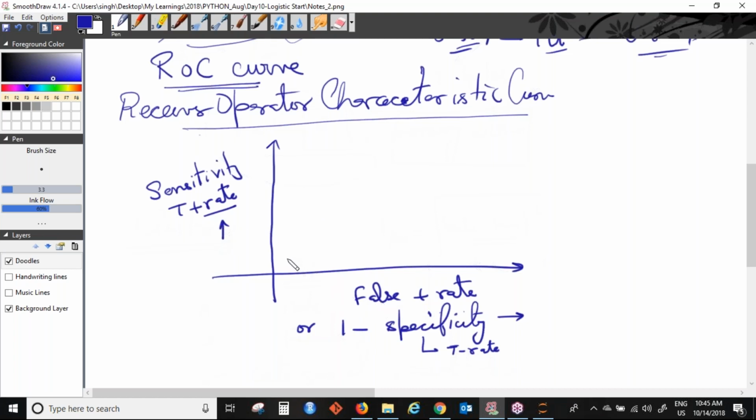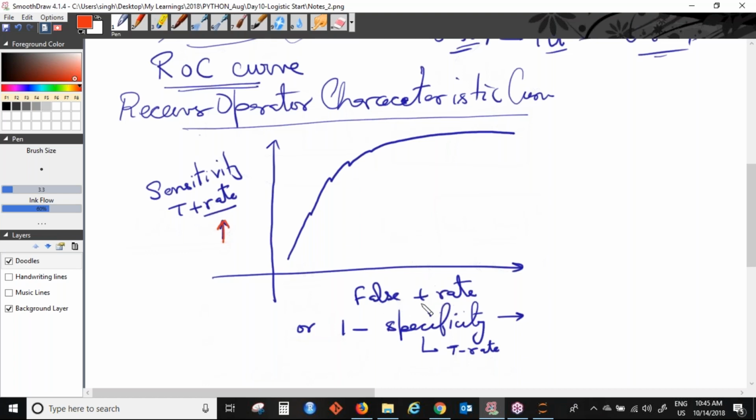And it looks something like this. It typically looks like this. So what is this parameter? Tell me about the y-axis. Is this good or is this bad? Tell me, guys. Higher value of sensitivity, is this good or is this bad? Yes, this is good, right? This is how many actual ones you are predicting, or how many actual ones you are able to identify. So it is something good.